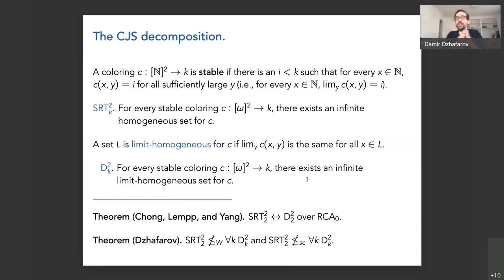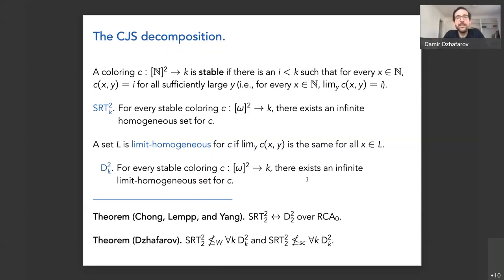Now, if you have a limit homogeneous set, this is an exercise for when you're on the bus going home or whatever, you can think about it. But if you have a limit homogeneous set, you can always thin it out in a computable way to a homogeneous set. This is not difficult. So a homogeneous set is always a limit homogeneous set, not the other way around, but a limit homogeneous set you can thin out to a homogeneous one.